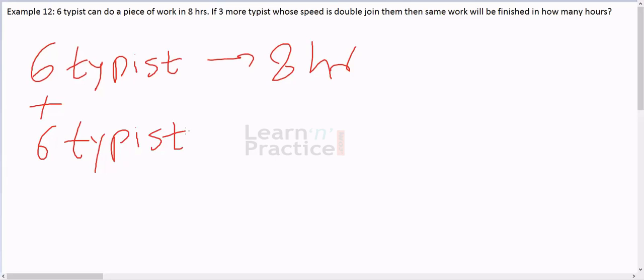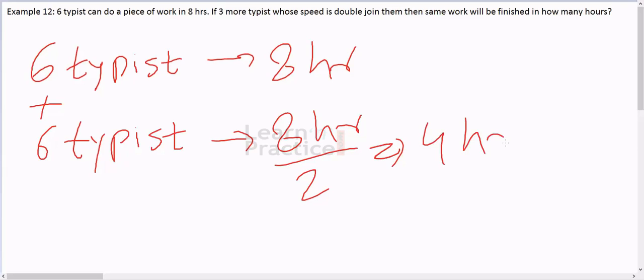Now if the 6 typists were doing the work in 8 hours and we have added 6 new typists, that means the typists are getting doubled. So the time required to complete the task would be half of the old time required. So this will give us 4 hours. Now let's move to the next question, question number 13.